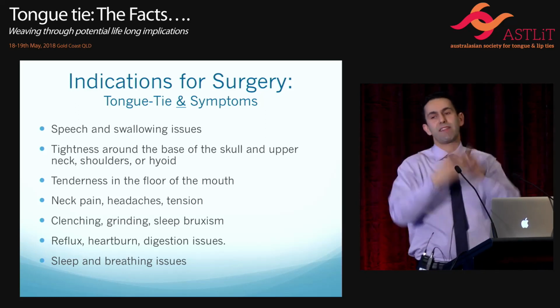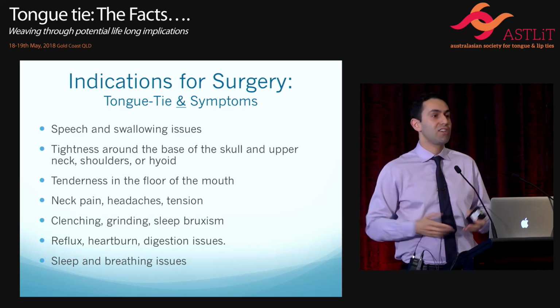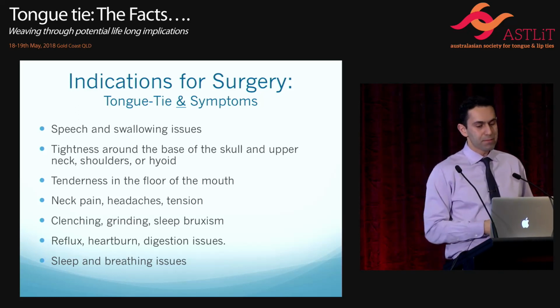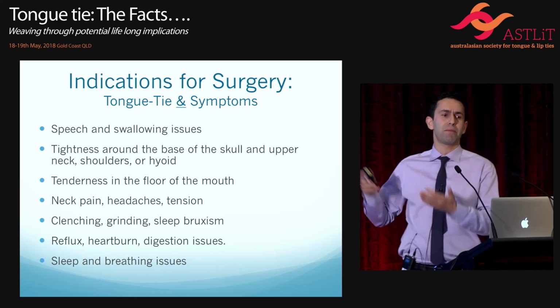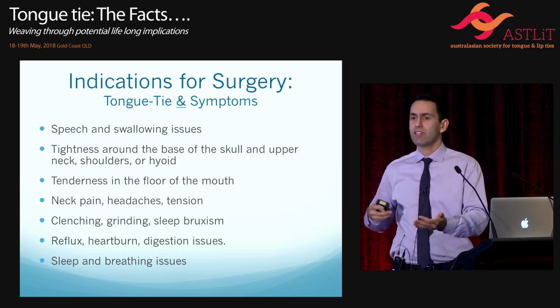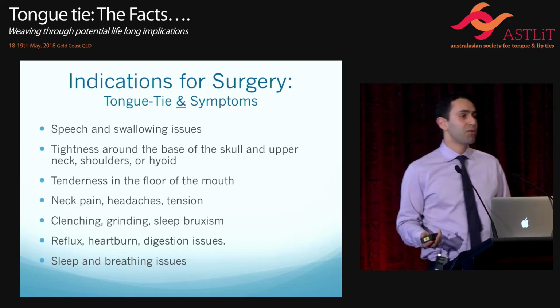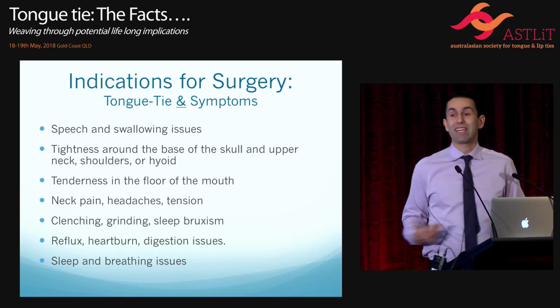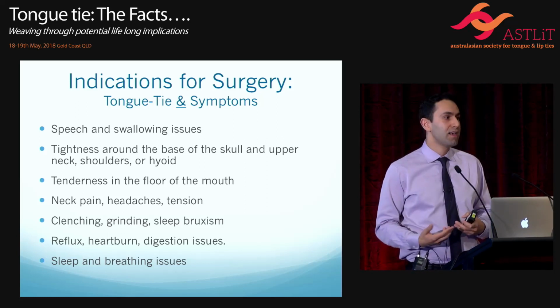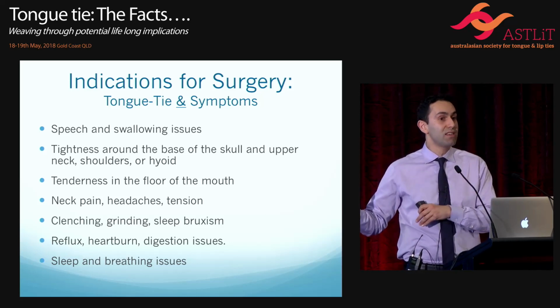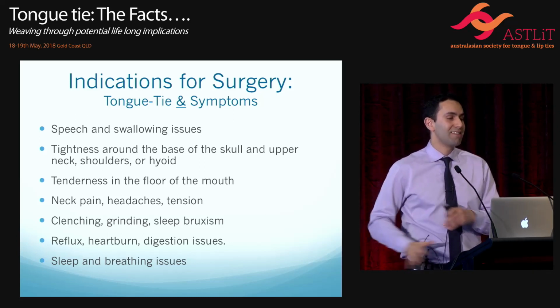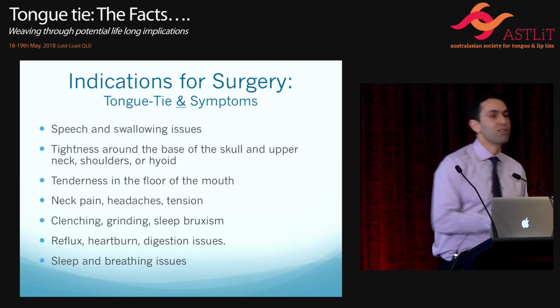Because if you put all that data in the same pool, they'll all average out and you don't really know what you're looking at. And so just because a patient may have one of these compensations or these functional issues, we have to realize that these variations are quite normal and quite average in our society. And the only time we're really going to intervene with a surgical procedure is if there's a tongue tie and there's symptoms.